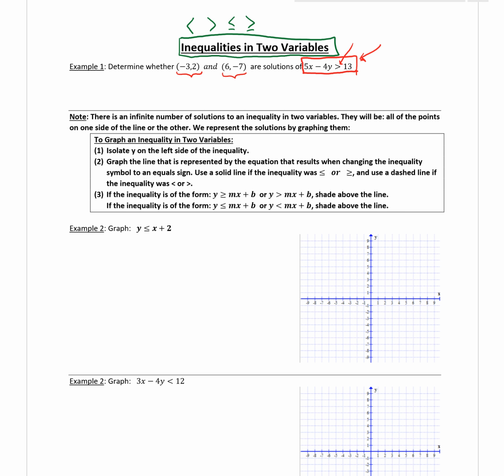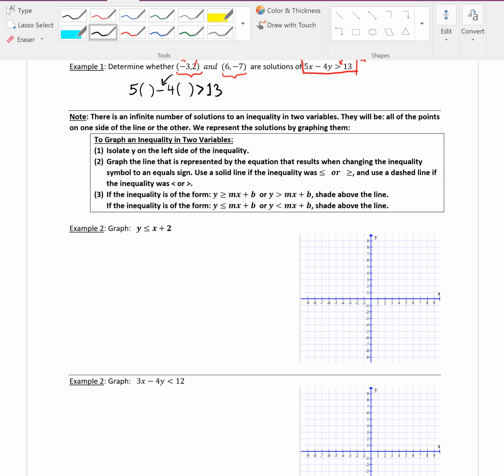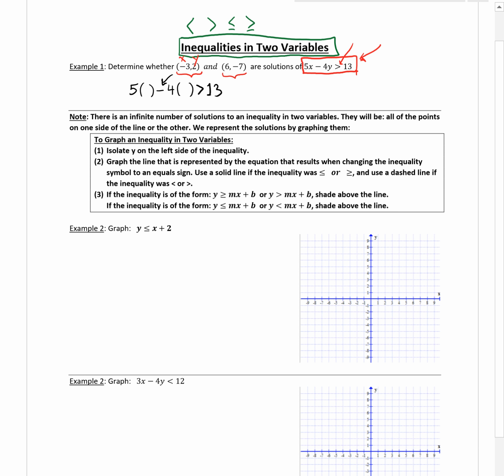Think of an ordered pair as an x value and a y value. So the first ordered pair, -3 is x, 2 is y. And we've seen this before with lines. If there was an equal sign in this equation instead of an inequality symbol, what we did in the past is replace the x with the x value of the point, and replace the y with the y value of the point. And that's exactly what we're going to do here. It's just, when we determine whether it's true or false, instead of looking at whether the left side equals the right side, we'll be looking at whether the left side is greater than the right side, because we have the greater than symbol as opposed to the equal sign.